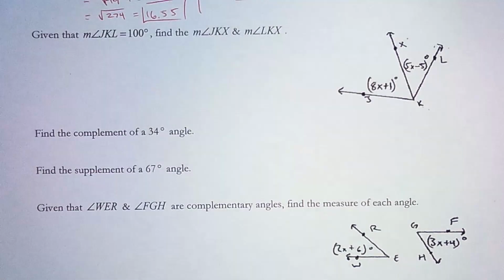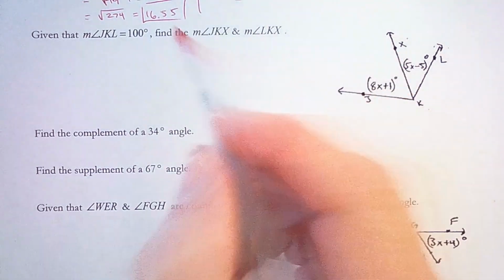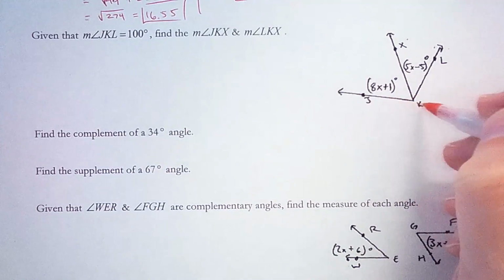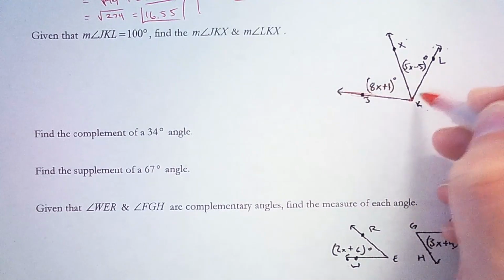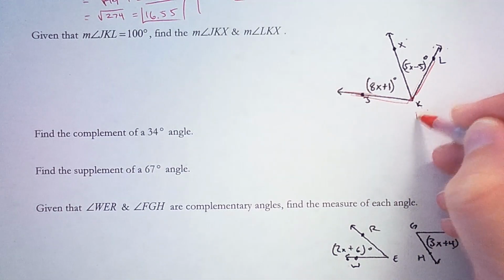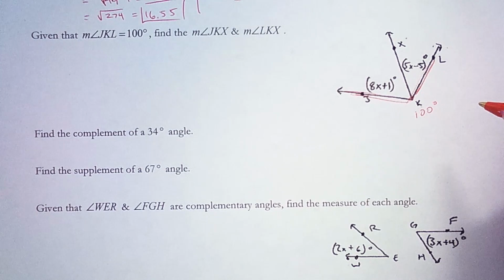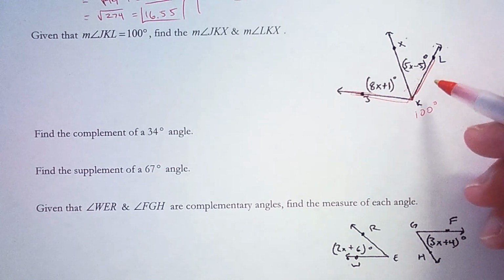Hey everybody, in this video we are going to review some concepts about angles, and we'll start with the angle addition postulate. Given that the measure of angle JKL, so it's got K as a vertex, goes toward J, goes toward L, has a measure of 100 degrees, we're going to find the measure of each of these two acute angles.